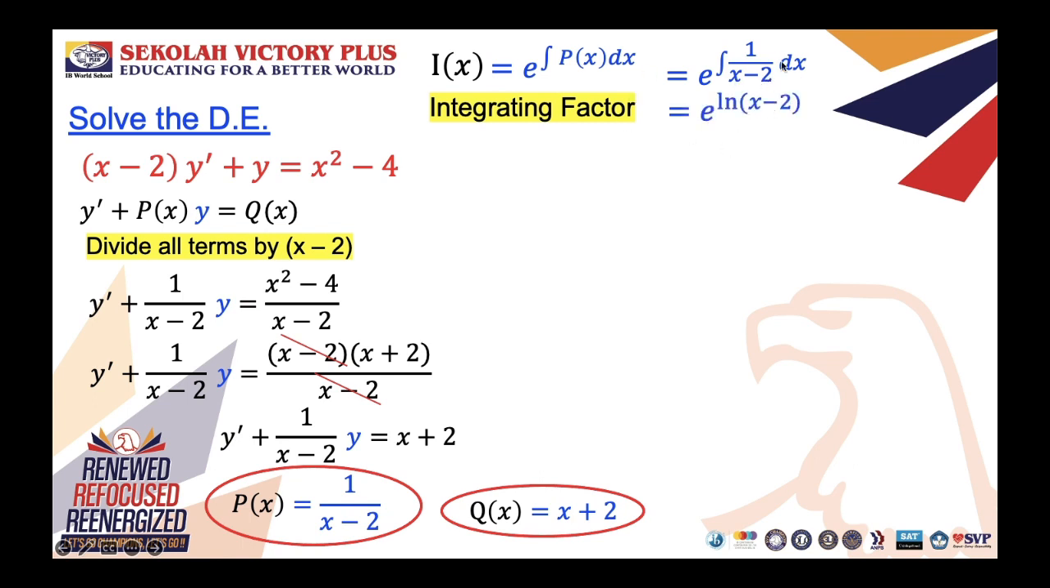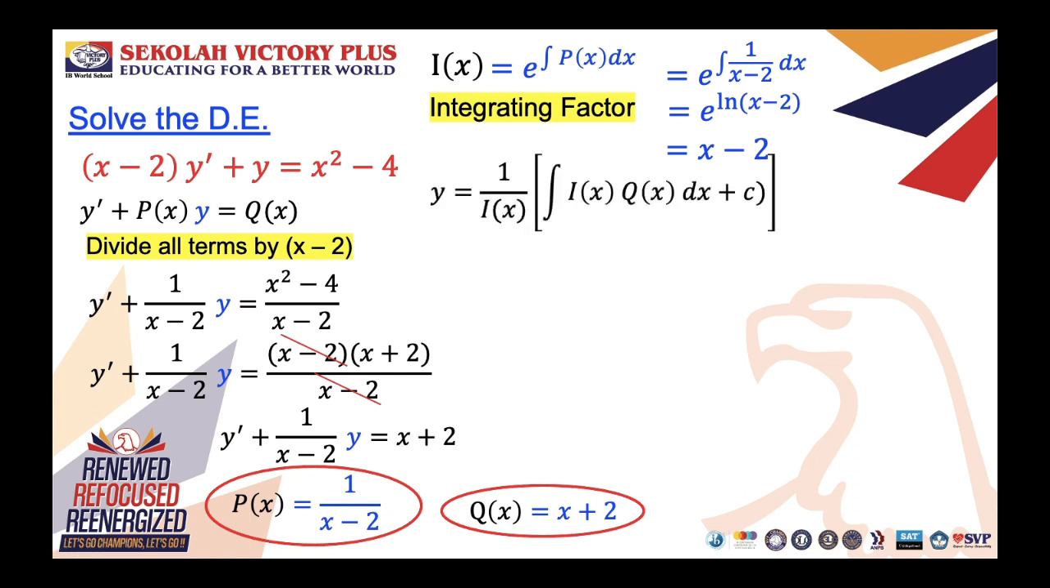By the way, here in the integrating factor, you don't have to write plus c, okay? And laws of logarithm, if you have this particular form, e raised to a certain ln, this will just be equal to x minus 2. All right. Now, since we already have the integrating factor, we can now solve this differential equation using this format, and we only have to substitute our expressions here: integrating factor and the q of x.